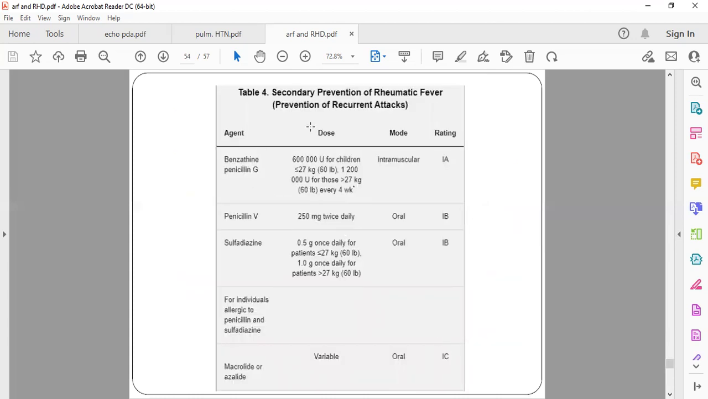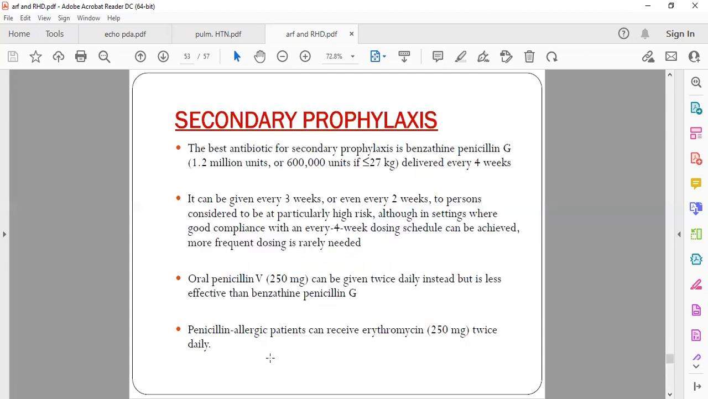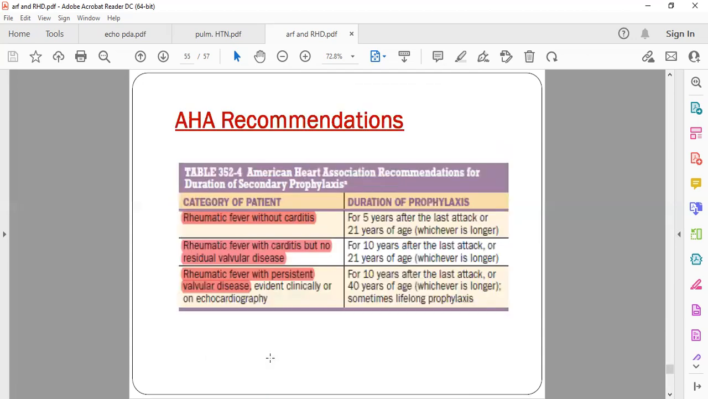The base drug which you can use for secondary prophylaxis is benzathine penicillin G. If there is an allergy to penicillin, then you use a macrolide, or you can use erythromycin. That is erythromycin 250 mg twice daily.